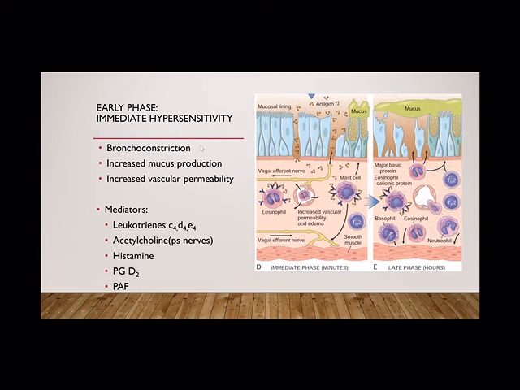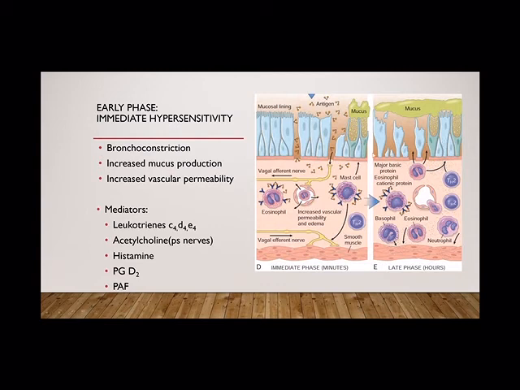So this is what happens in your early phase, that is your immediate hypersensitivity. You will have your bronchoconstriction, you will have increased mucus production. Then after a few hours, what happens? All the inflammatory cells which were chemotaxed to the spot will start producing their inflammatory mediators. So all these inflammatory mediators will be responsible for your late phase.